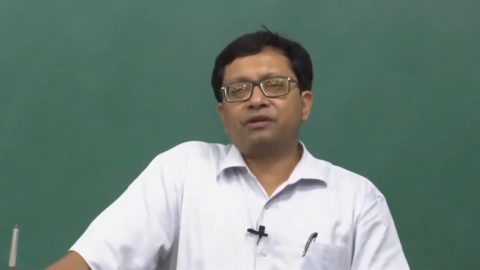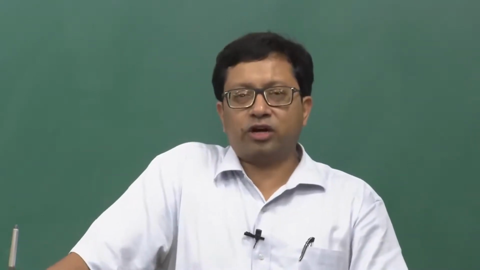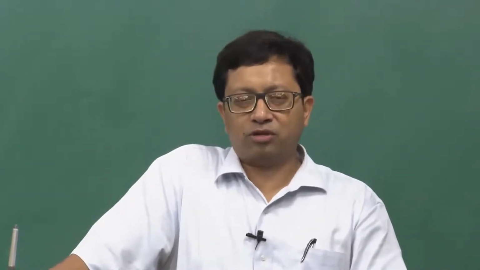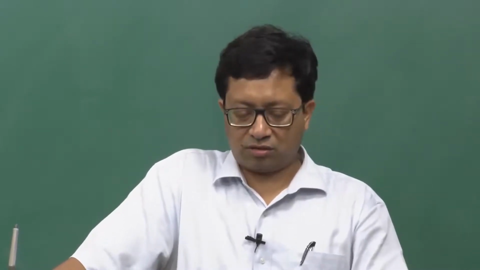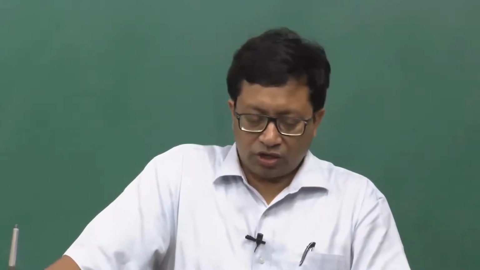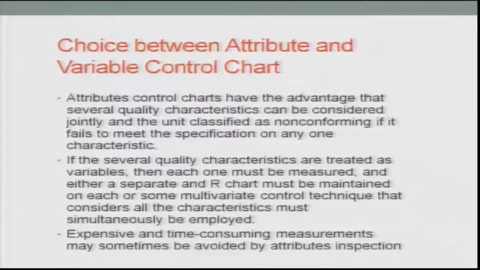Now, we will try to understand the choices, when we will use the attribute charts and the concept, and when we will use the variable charts and the concept of the variable control charts. So, attributes control charts have the advantage that several quality characteristics can be considered jointly and the unit classified as non-conforming if it fails to meet the specification on any one of the characteristics.